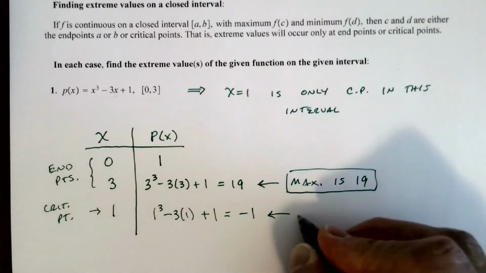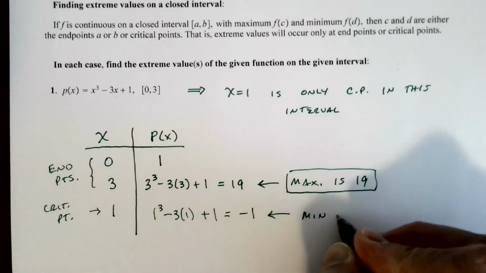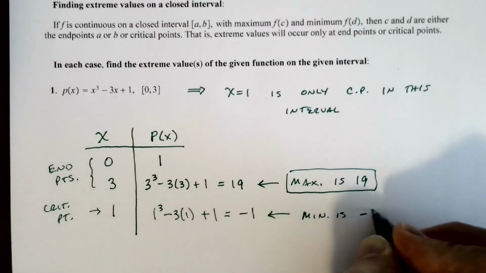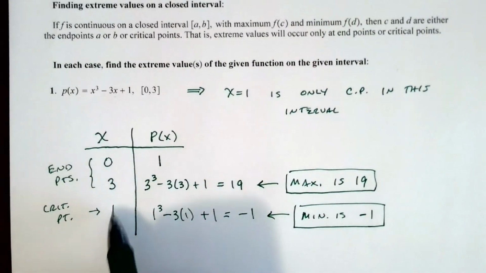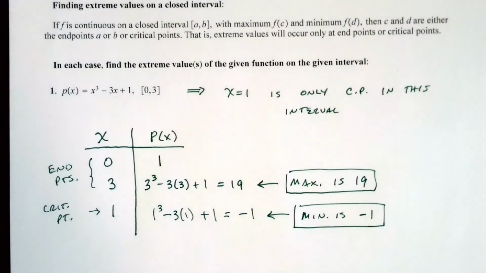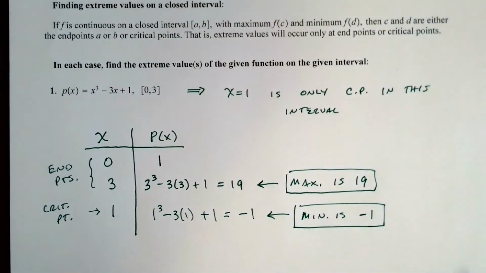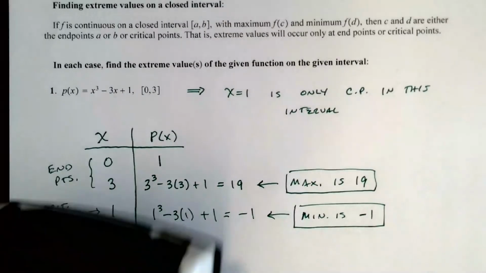The minimum is clearly what? Negative 1. It's very important, though. You only check the endpoints and the critical points. Nowhere else. Just the endpoints and the critical points. That's all you need to do. Right? Now, we can take a look at this function just to confirm this, right?